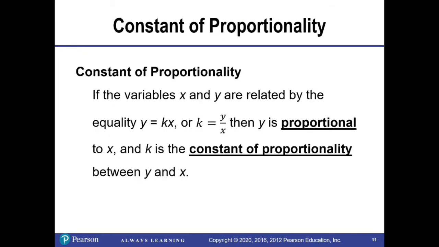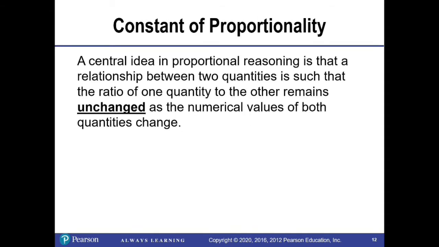If two variables x and y are related by equality, y equals k times x, then we say that y is proportional to x, and k is what we call the constant of proportionality. Now the idea behind our proportions is this. The ratio of one quantity to another remains unchanged even as the numerical values of both of our quantities change.